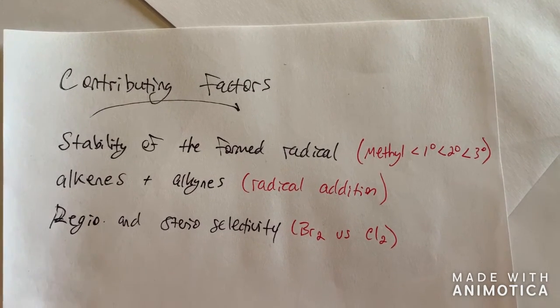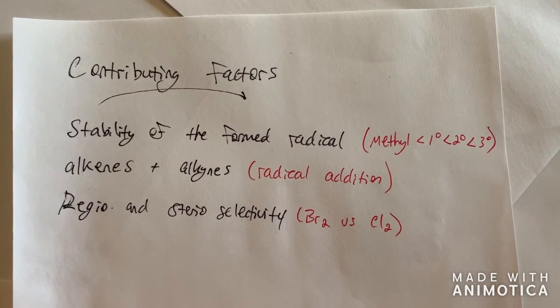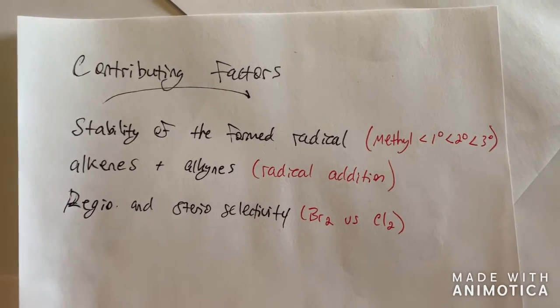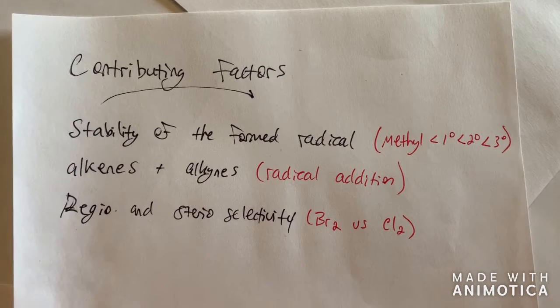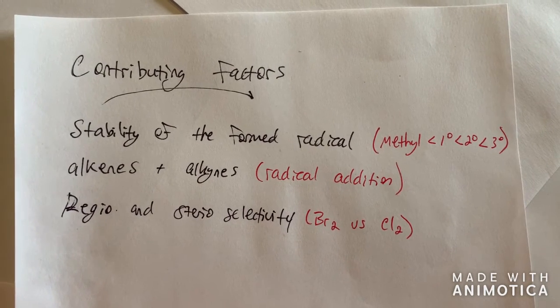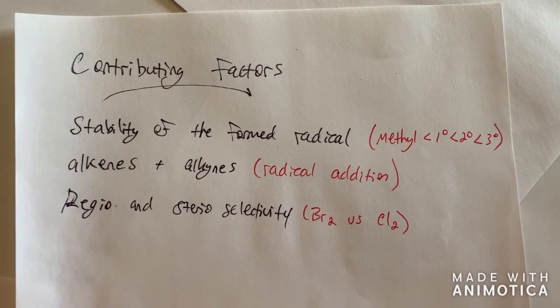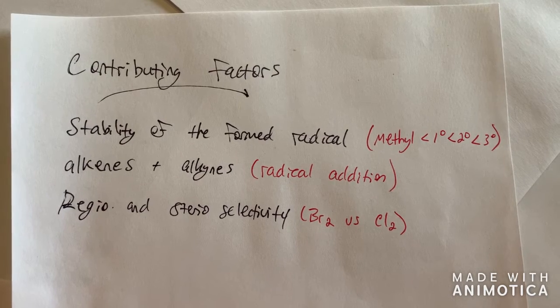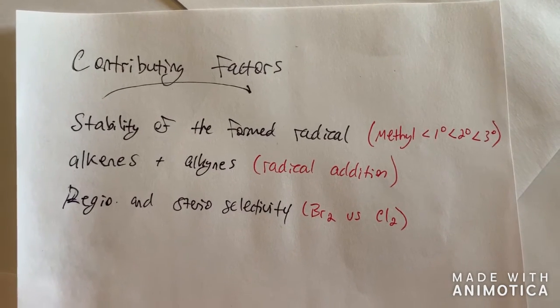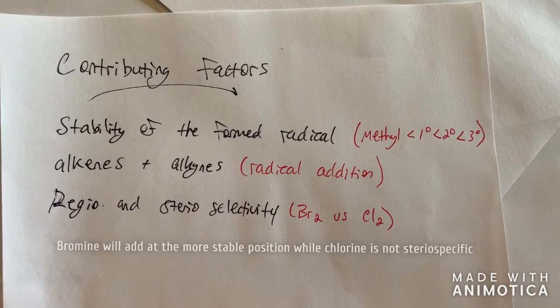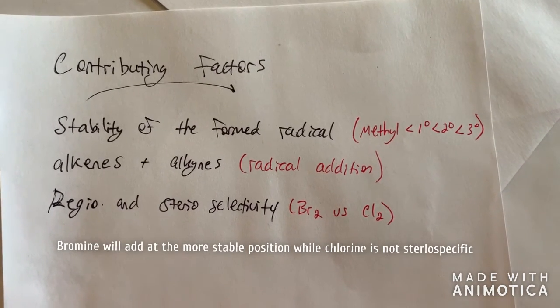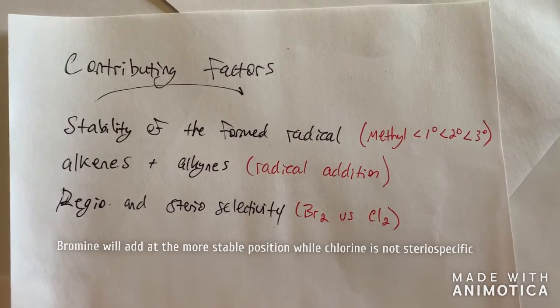Alkenes and alkynes actually do a radical addition mechanism that we'll talk about later in this video. And the regio and stereoselectivity is actually different between halogens such as Br2 and Cl2. Actually, bromine is much more selective than chlorine in radical halogenation.